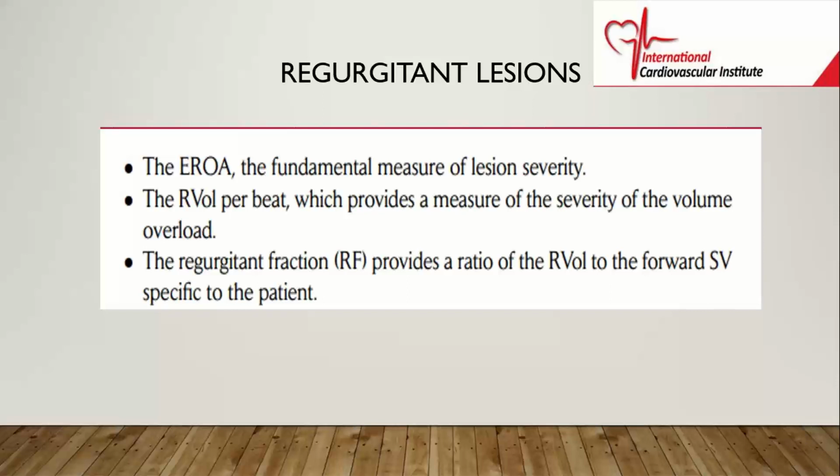So if you calculate the forward flow across the mitral valve, and you subtract from that the forward flow across the aortic valve or the LVOT, the difference is going to be the regurgitant volume across the mitral valve. So that's a basic concept, and once you get that, then you know it's over. I mean, you fully understand. Okay.